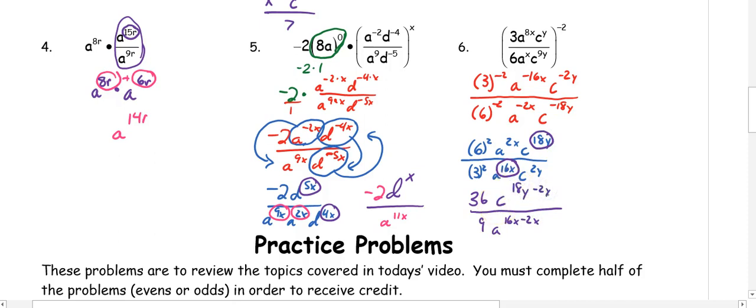Now, 36 over 9 can reduce by 9, so we get 4 and 1 in the denominator. And then we have c to the 16y when we subtract, and a to the 14x. We don't need to put that 1 in the bottom from reducing because there's already a term in the denominator, and you don't always have to have a denominator, unlike when you have a number in it and not in the numerator.